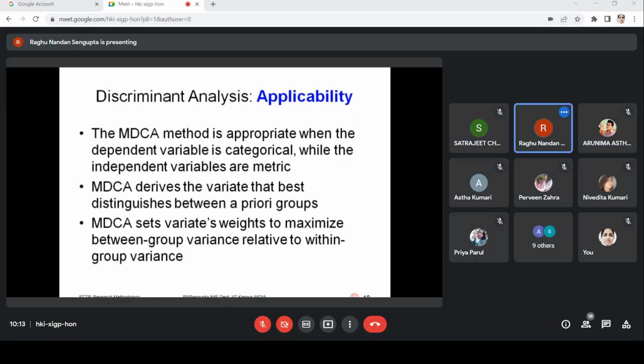So in the discriminant analysis, let me continue reading this last point in slide 18. The discriminant analysis sets variate weights to maximize between group variance, because the best measure of variability is variance.